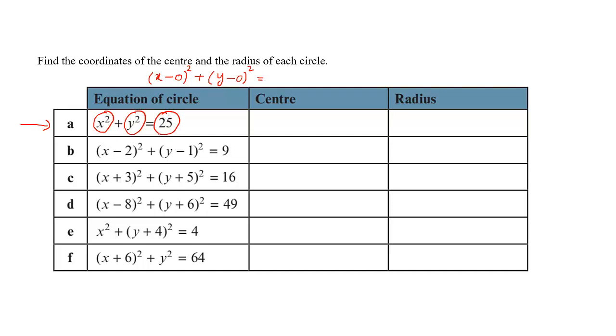And I will write this number in the square shape. I have to check: if I take the square root of 25, it is 5. So I will write here 5 square. Now I will use these two points as the center of the circle. But students, remember, we have to change the sign. The center is 0, 0, and the radius is the number which is under the square, that is 5.